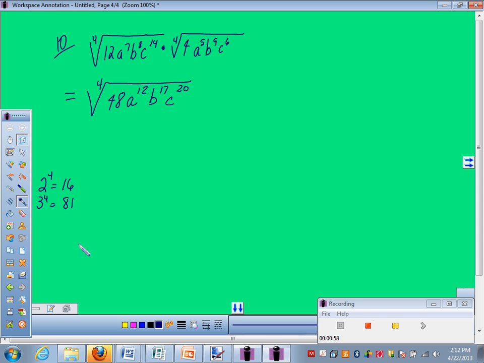This is a fourth root. 48 is not a number to the fourth power. You have to find, just like when you break down square root of 63, you say square root of 63 is 9 times 7, and you pull the 9 out to make 3 times square root of 7. So here, if I want to break down 48, I got to find a number to the fourth power that goes into 48. The only one we've got is 16, because everything else is too big. 48 is 16 times 3.